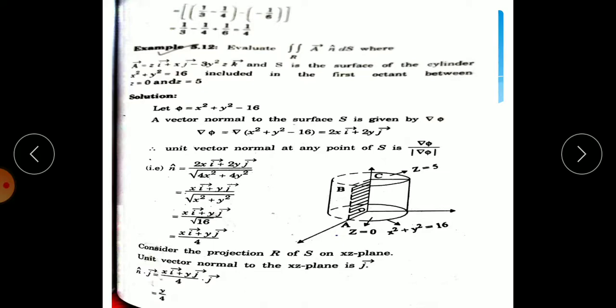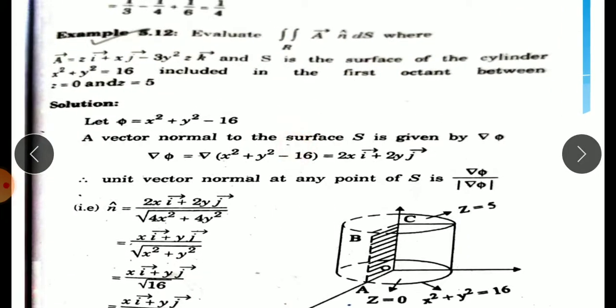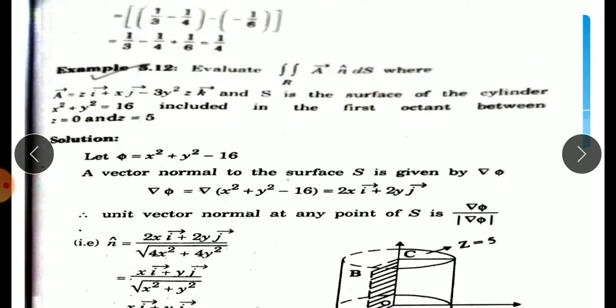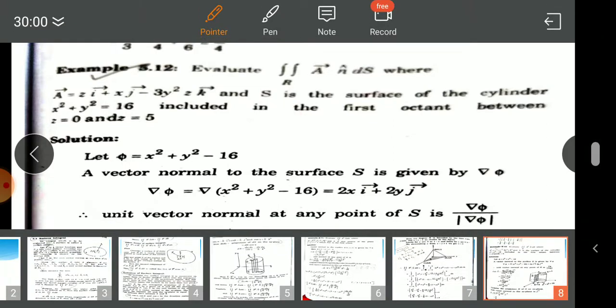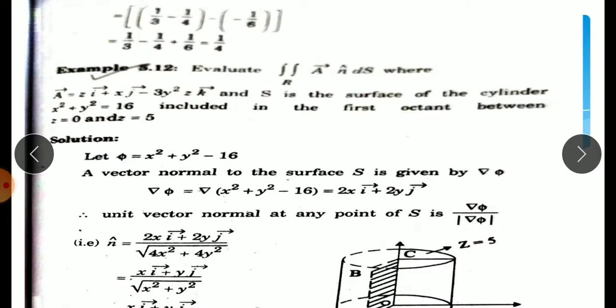Next problem, evaluate double integral over r a vector dot n cap ds. So in this type also they will be asking, so that's what I have taken this question. Previous problem, double integral over s f vector dot n cap ds, but here double integral over r a vector dot n cap ds. Instead of a vector they can give anything, a vector, f vector, s vector, anything, but double integral should be there.